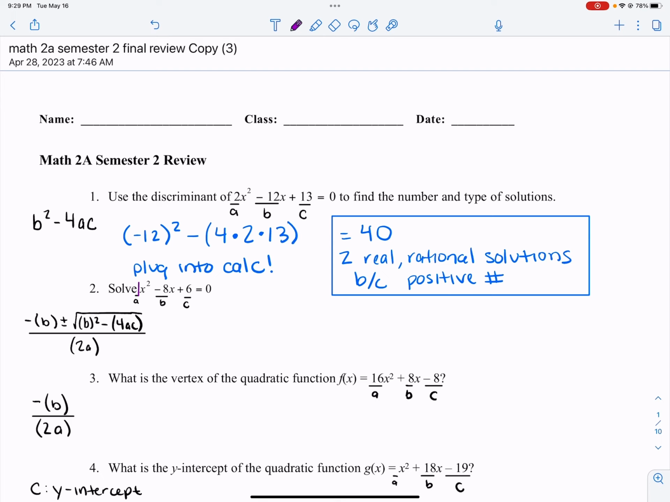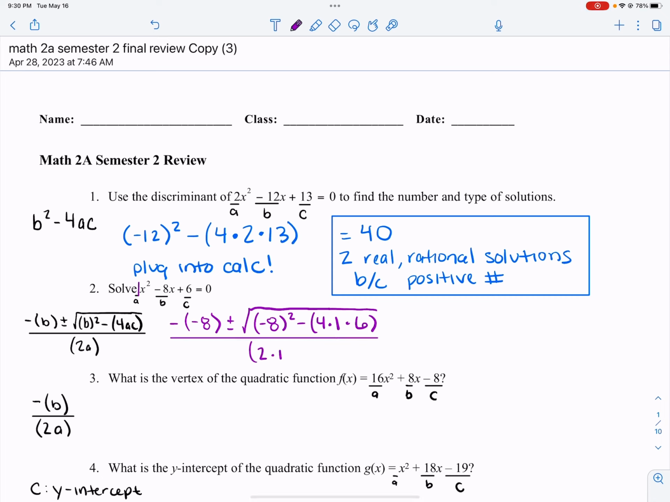So again, I'm just replacing my numbers with the part of the formula. I have my negative sign, my B is a negative 8. Notice I have 2 negative signs. This first negative sign is always a part of the formula, and then my B is a negative 8, so now I have another negative sign. Then I have my plus or minus. I'm going to do my square root box. My B is negative 8, I square it, minus 4 times the 1, because that's my A, times 6, because that's my C. And that's all over 2 times 1.